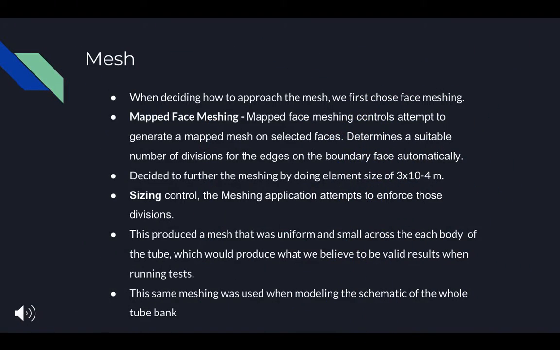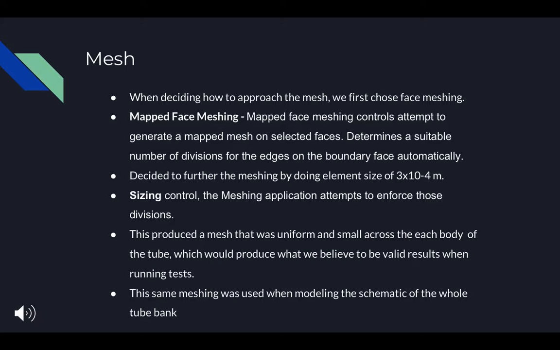When deciding how to approach the mesh, we first chose to use face meshing. Face meshing automatically determines a suitable number of divisions for the edges of the boundary face. We then chose to mesh the edges of each circle using an element size of 3 times 10 to the negative 4th meters. Using sizing makes the meshing application attempt to enforce the chosen divisions.